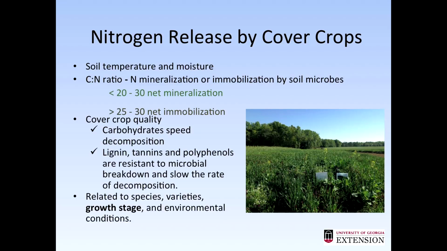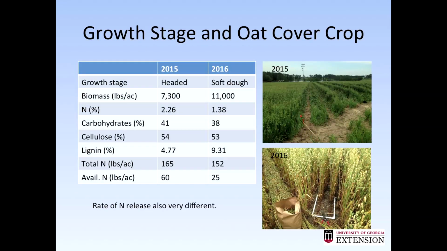So all of these things are related to the species, the varieties like Chris was just talking about, your specific weather conditions during that year, and this thing about growth stage. And that's something, as an extension person, I've found that it is an area that farmers don't think about a lot. I don't know if we haven't talked about it that much, but I think they don't think about how that affects nitrogen release.